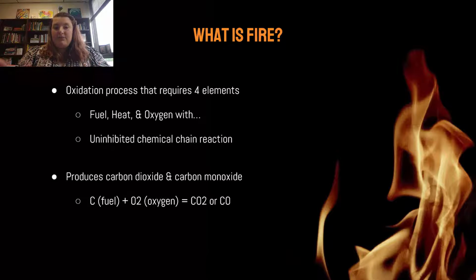As the fire continues to burn, it produces more heat, thereby creating more vapors on the fuel to ignite and thereby consuming more oxygen. This chain reaction continues until one of the three sources is not present. The important end products of this chain reaction are CO2, carbon dioxide, or CO, carbon monoxide.